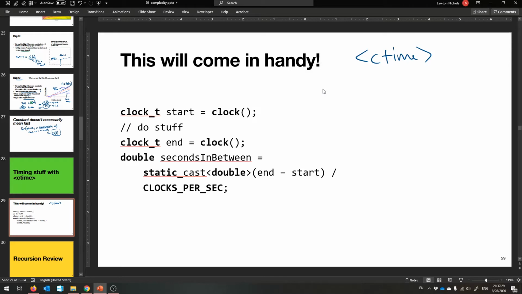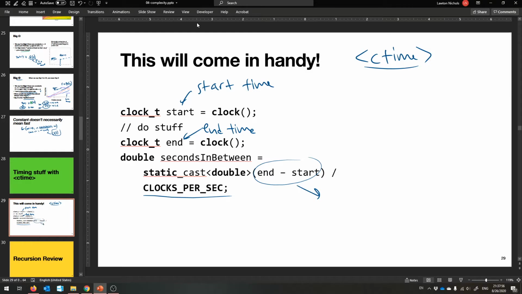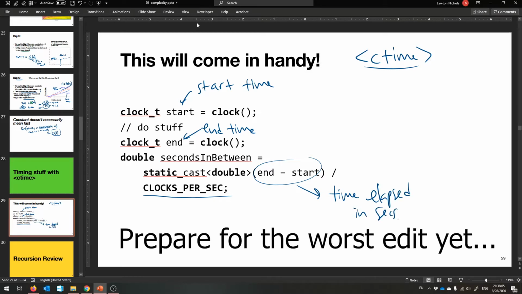So this is the start time. You call this clock function, and it stores the start time. And then you'll call it again once you're done with the stuff you wanted to time. And then you'll store the end time. And then the seconds in between, this header gives you this clocks per second constant. And you can divide by that when you subtract start from end, and that will give you time elapsed in seconds. So you're going to write a class that does this in your lab this week.